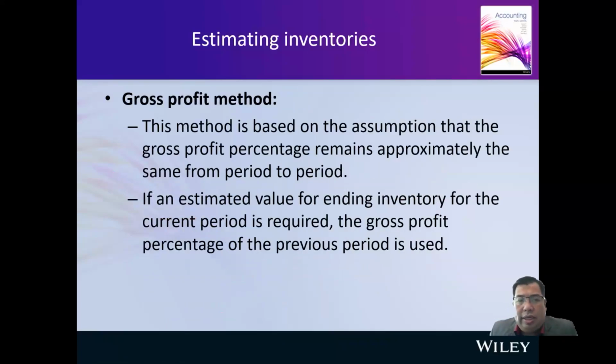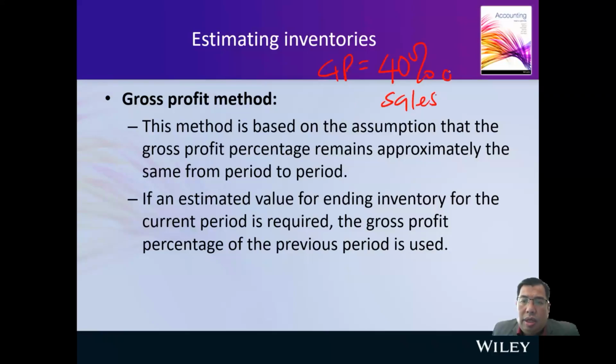Under the gross profit method, this is based on the assumption that the gross profit percentage remains approximately the same from one period to another period. For example, from your sales, your gross profit normally is 40% of sales.